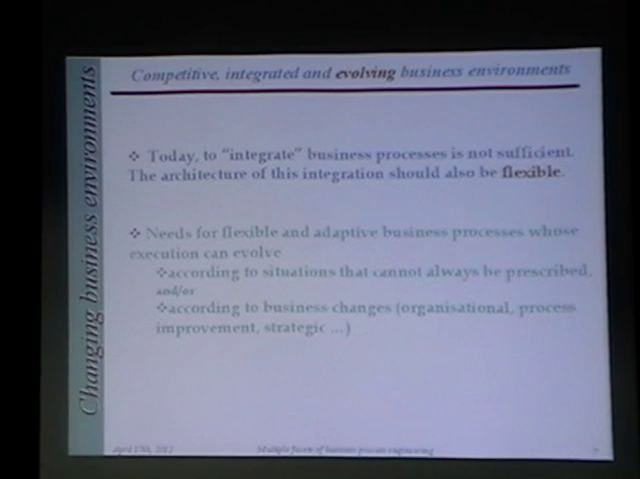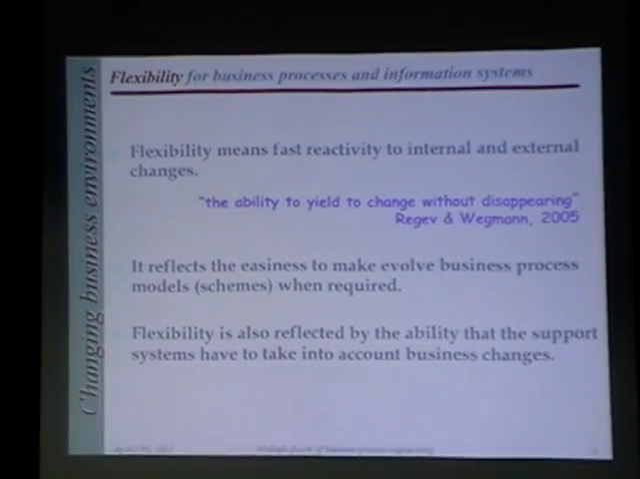This means that today, integrating business processes is not sufficient anymore. The architecture of this integration of business processes should also be flexible. So we need flexible and adaptive business processes whose evolution can follow situations that cannot always be prescribed in advance, and business changes which can be organizational, operational, strategical, managerial, or IT oriented. So we need to have flexibility for business processes and the supporting information systems.